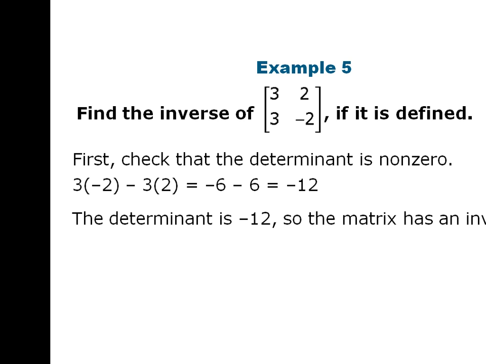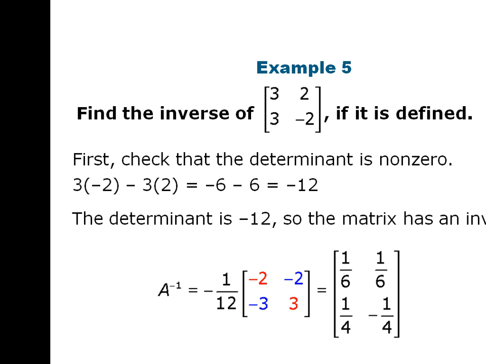So we'll do 1 over the determinant. So 1 over negative 12 is negative 1/12. And then we'll switch the first diagonal. So it used to be 3 in the top and negative 2 in the bottom, so we switch those two. And then we switch the sign of the other diagonal. So those are now negative 2 and negative 3.